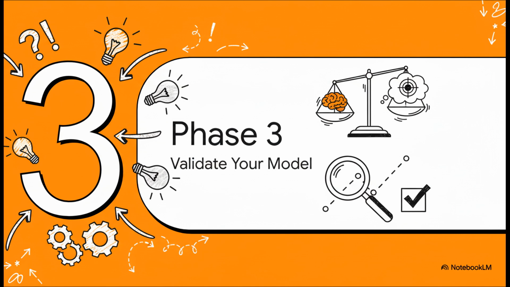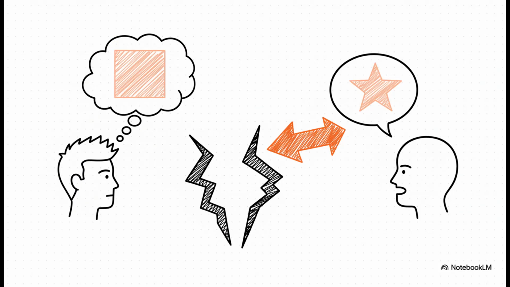And that brings us to our final step, phase 3, validation. You can think of this as the reality check. Because honestly, without this step, your whole audience model is just a bunch of well-educated guesses. It's just a hypothesis. This whole phase is about closing that gap between what you think your audience needs and what they actually tell you they need, whether it's through their actions or their words.